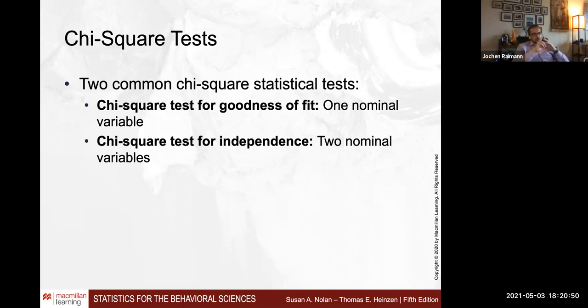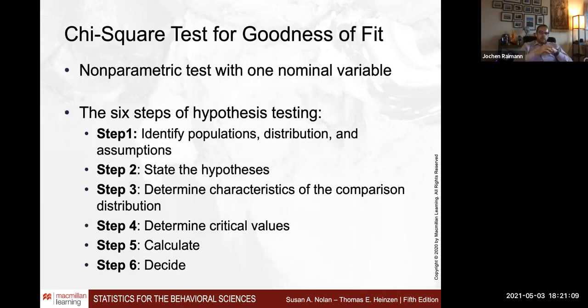What is commonly done is a chi-squared test, and there are essentially two that you need to know. You need to know a chi-square test for goodness of fit, where you have one nominal variable, and a chi-square test for independence, where you have two nominal variables. We're going to start off with goodness of fit. We're actually going to do an example.